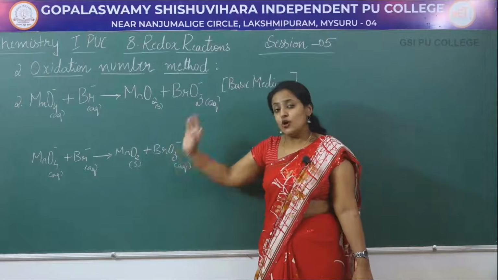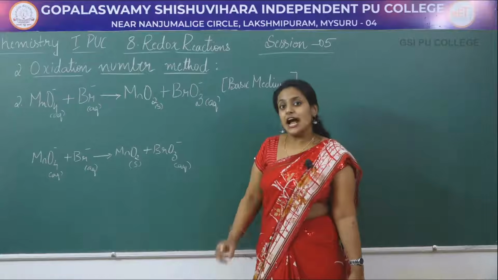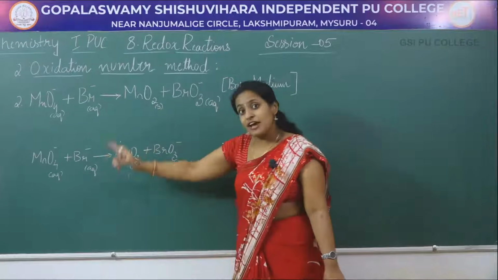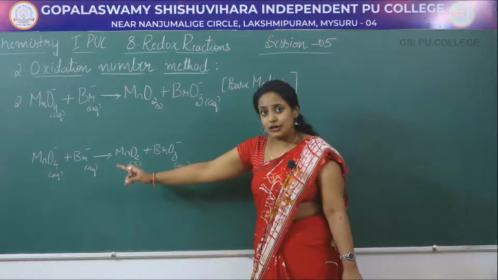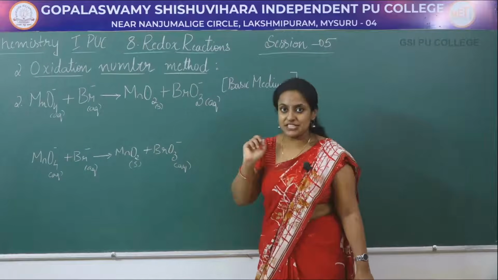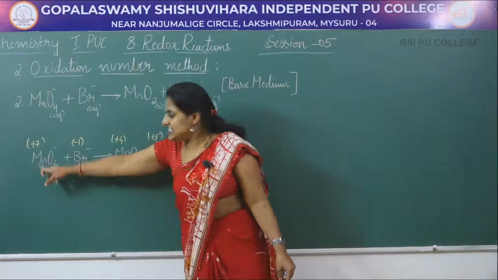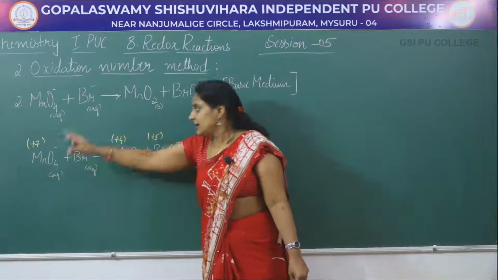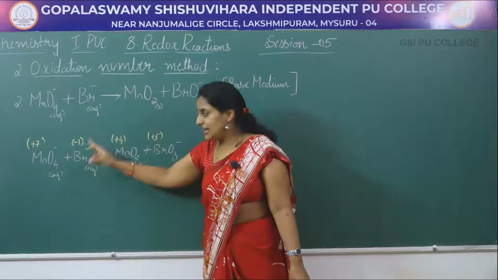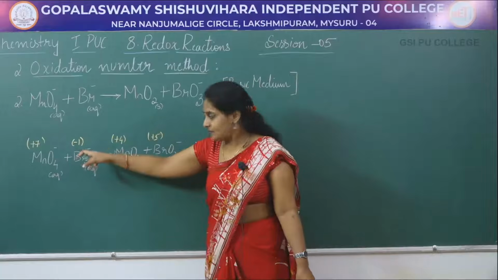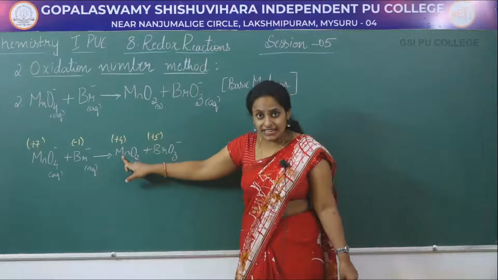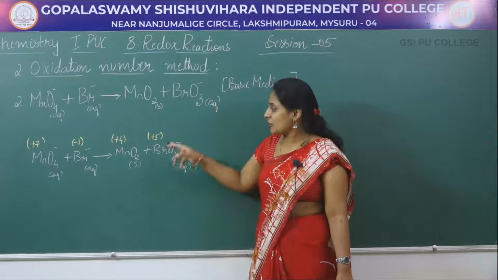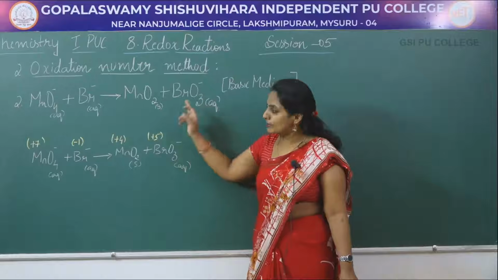In order to find out which species is undergoing oxidation and which species is undergoing reduction, we should know the oxidation state of each species. So, let us calculate the oxidation state of each species. You can observe the oxidation state of manganese in permanganate ion is +7, the oxidation state of bromine in bromide ion is -1, the oxidation state of manganese in manganese dioxide is +4, and the oxidation state of bromine in bromate ion is +5.